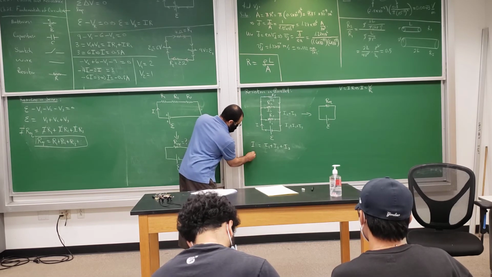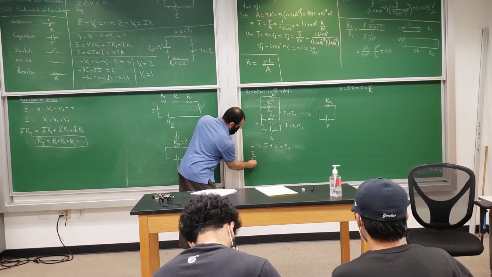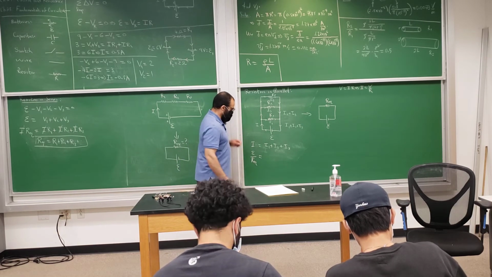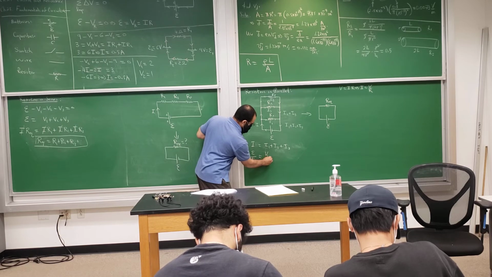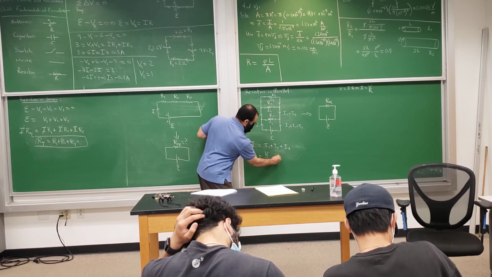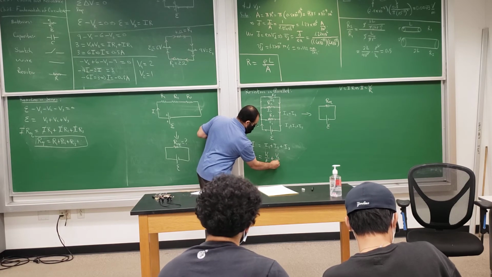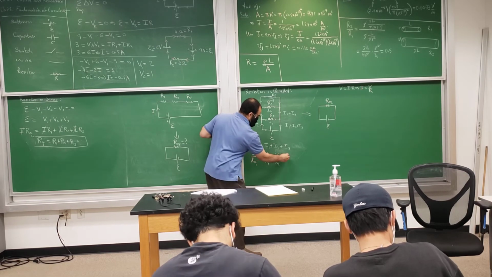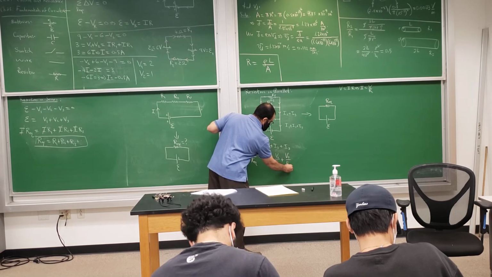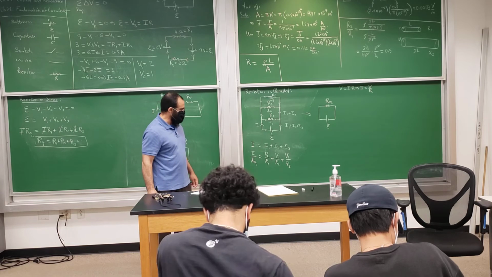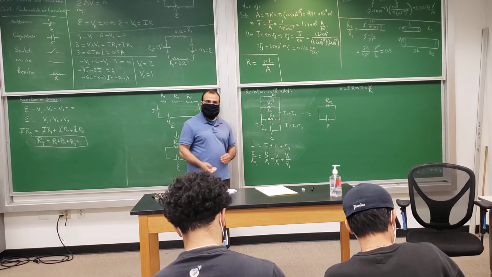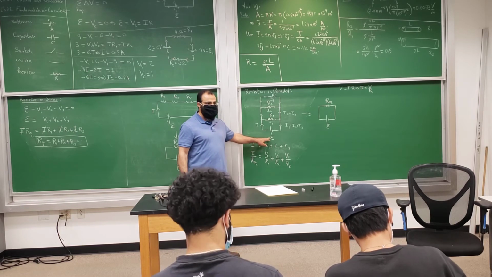So on the left side, I got EMF of the battery over R equivalent. I1 would be the voltage across R1 divided by R1, right? Plus I2 would be the voltage across R2 divided by R2. And this one would be the voltage across R3 divided by R3. Now the claim is V1 and V2 and V3, they're all equal, and they're just equal to the voltage of the battery.